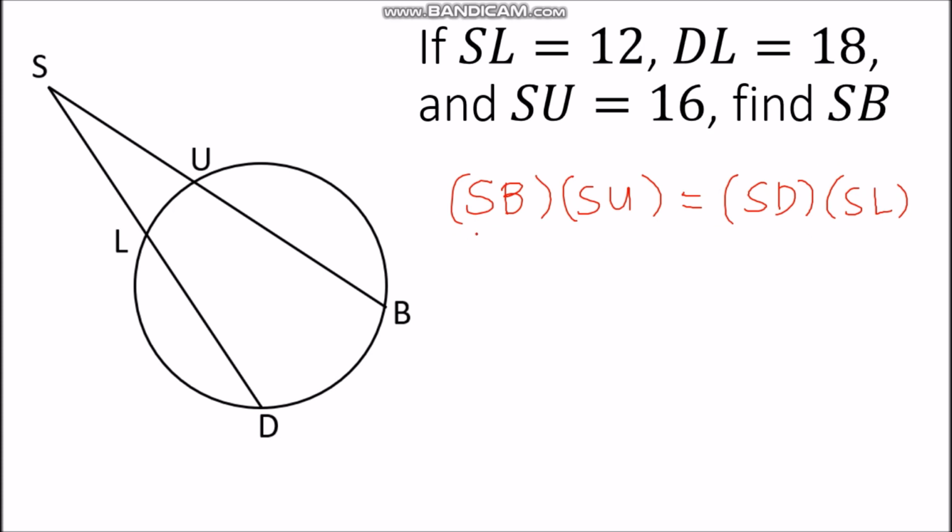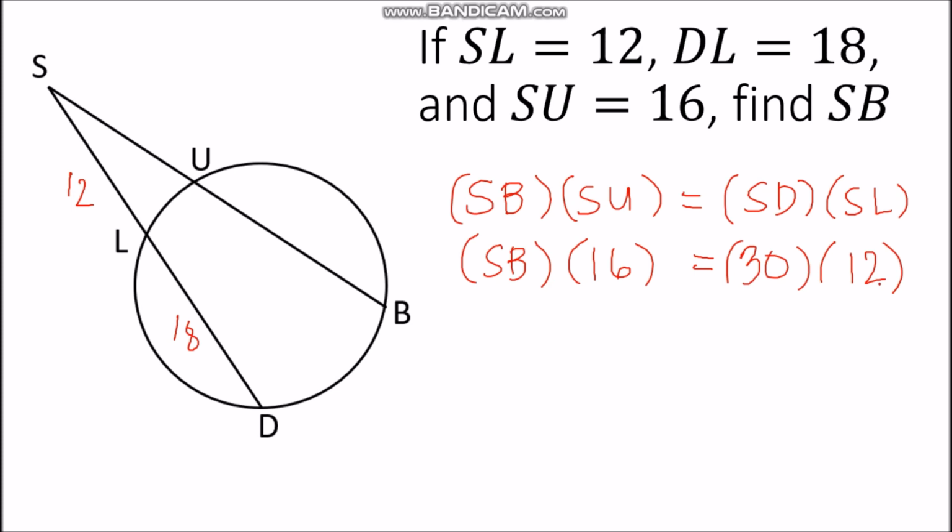So, we don't know SB, because that's the one that we're looking for. SU is given, which is 16. Now, we don't know SD, or the measurement of the whole secant, but we have its parts. So we have SL, which is 12, and we also have DL, which is the internal part, which is 18. Now, to get the whole measurement of SD, we just have to add them, and that is 30. Now, multiplying it with the external part, we have 12.